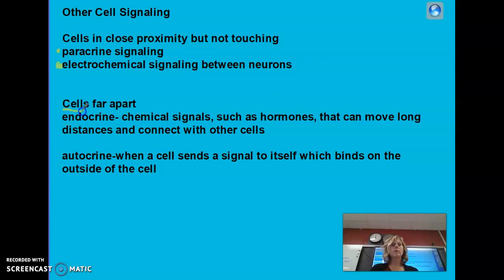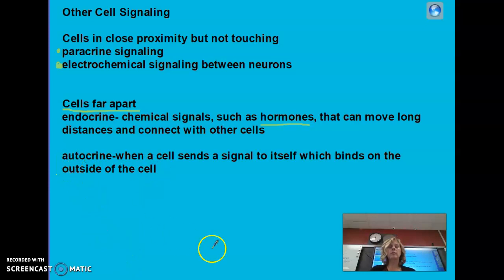And then also sometimes cells are really far apart. And this is where hormones come into play. Hormones are made in one area of the body and carried in the bloodstream to another area of the body, where they attach to cells and send a signal to cells that are really very far away. That's called an endocrine signal.